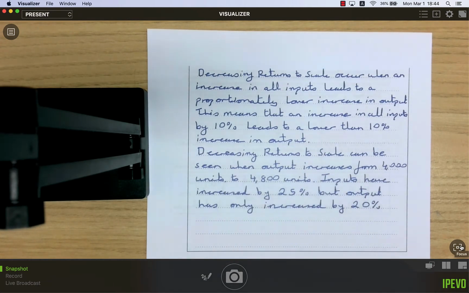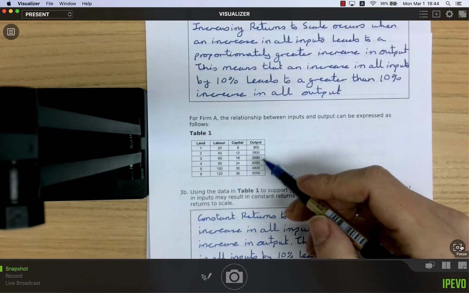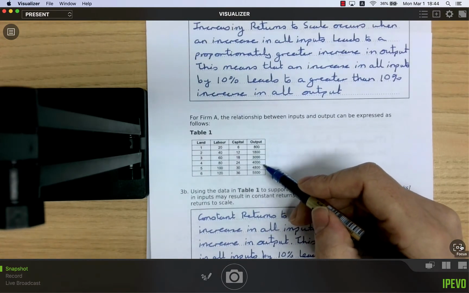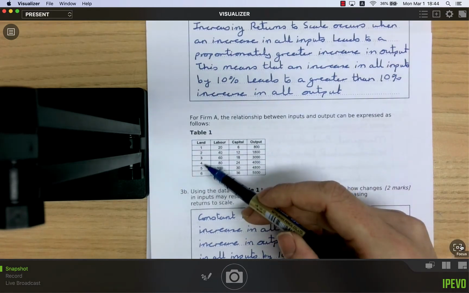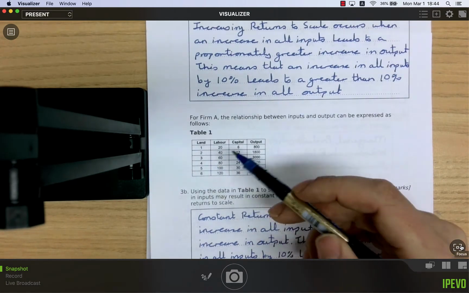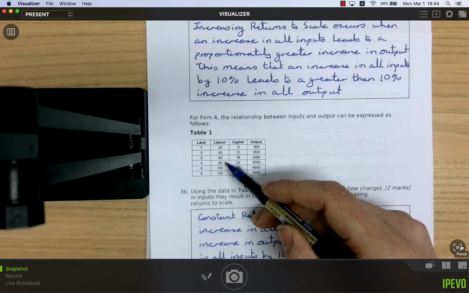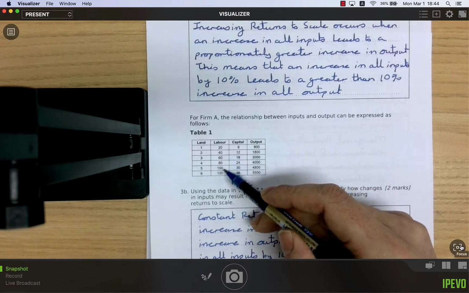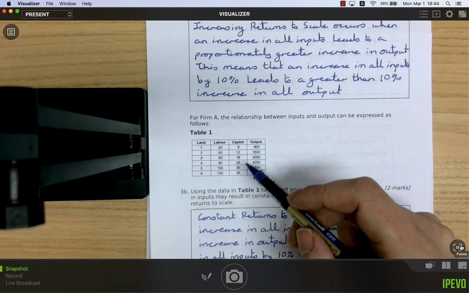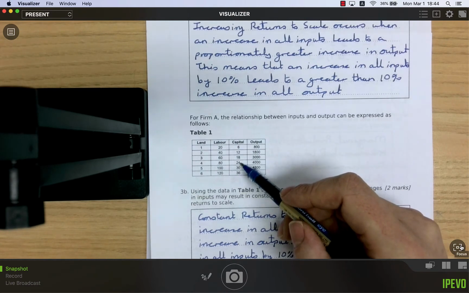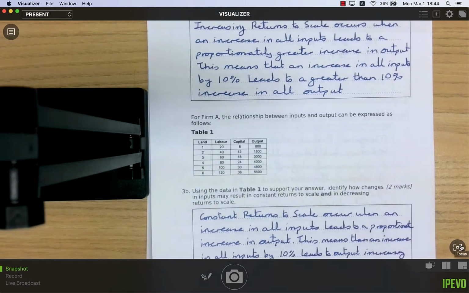Okay, well, let's have a look here. We are moving from here to here. Land has gone from 4 to 5, that's a 25% increase. Labour has gone from 80 to 100, that's a 25% increase. And capital has gone from 24 to 30, that's a 25% increase.